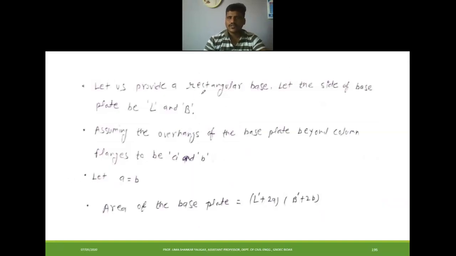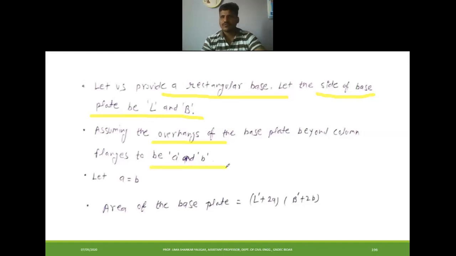Then I told that we need to calculate the length, breadth and thickness of the base plate. Let us assume we are providing a rectangular base plate. Let the sides of the base plate be L and B, where L is the length of the plate and B is the breadth of the plate, and we assume the overhangs of the base plate beyond the column as a and b. This I have also shown in the previous session. The a and b are your cantilever projections, and for an economical section we are assuming a is equal to b.